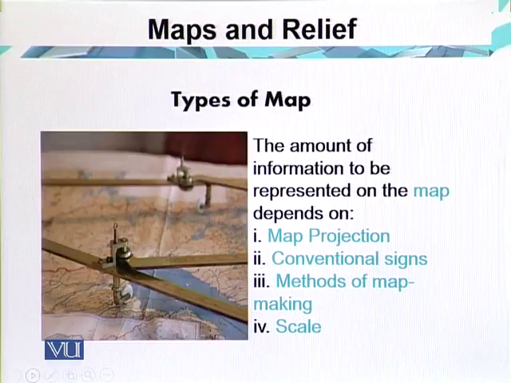The amount of information to be represented on the map depends on the map projection, conventional signs, methods of map making, and scale. So these are the basic components of map making. Without map projection, we cannot draw the map over the piece of paper. Every projection type has its own location over the Earth's surface, like the latitudinal extension is very important here.